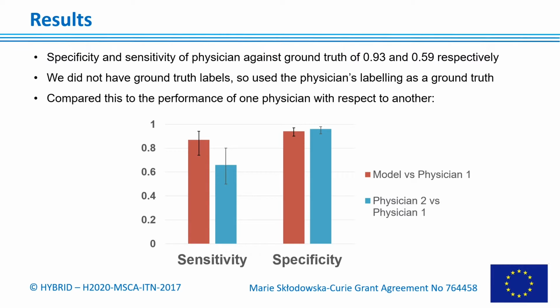Because we had no ground truth, a better measure of performance is to compare the variation of results between our model and the physician to that between two physicians. We therefore had the test set labeled by a second physician and again calculated the sensitivity and specificity using the first physician's labels as a ground truth, giving scores of 0.66 and 0.96 respectively. These results, with 95% confidence intervals, are shown on the graph.